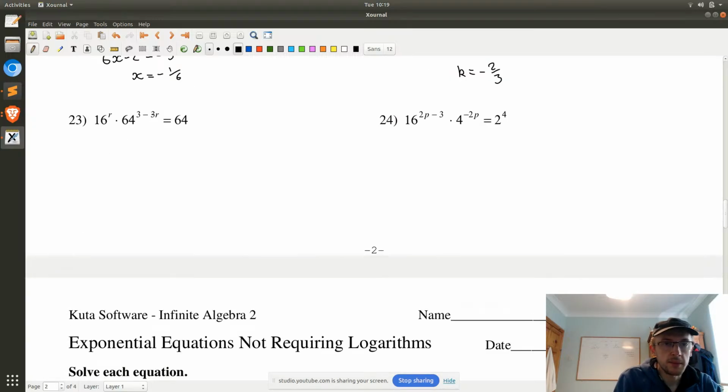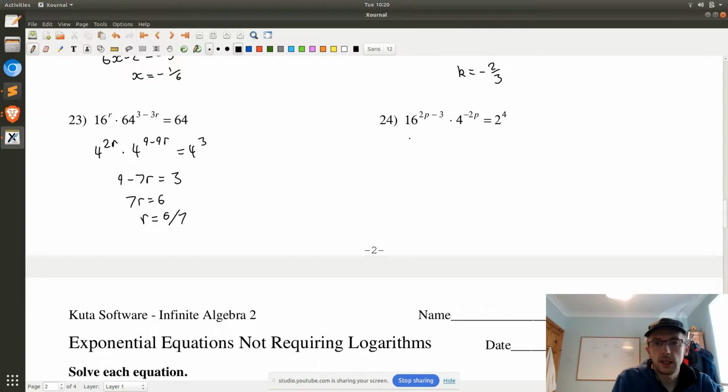Here, express everything in powers of 4. So that's 4 to the 2r times 4 to the 9 take 9r equals 4 to the 3. Add them together, so 9 take 7r equals 3. So 7r equals 6. And r is indeed 6 over 7, it appears.